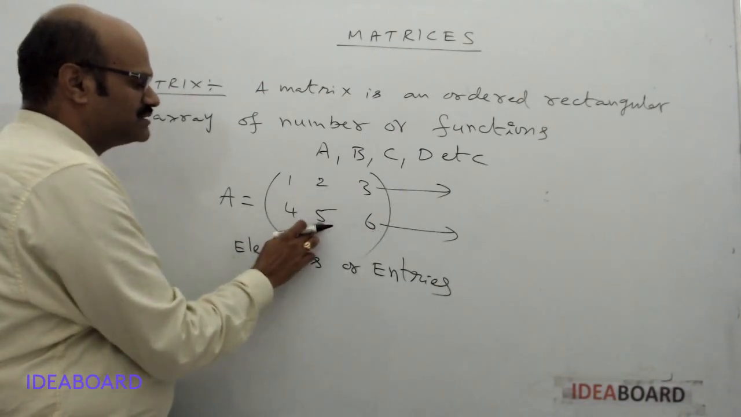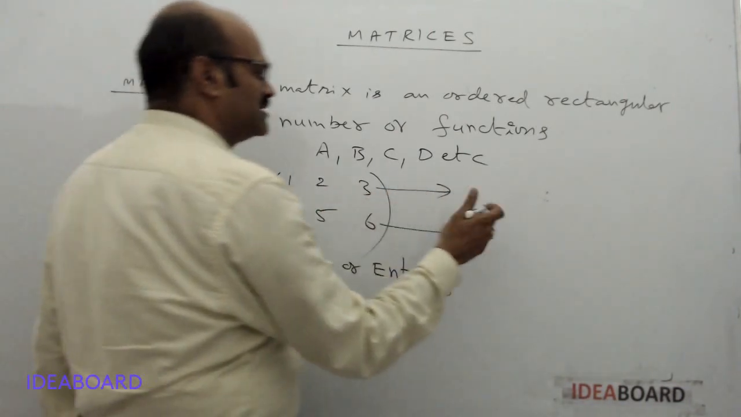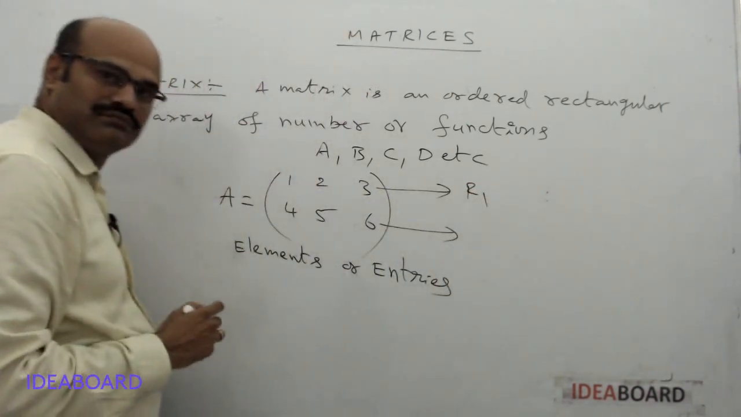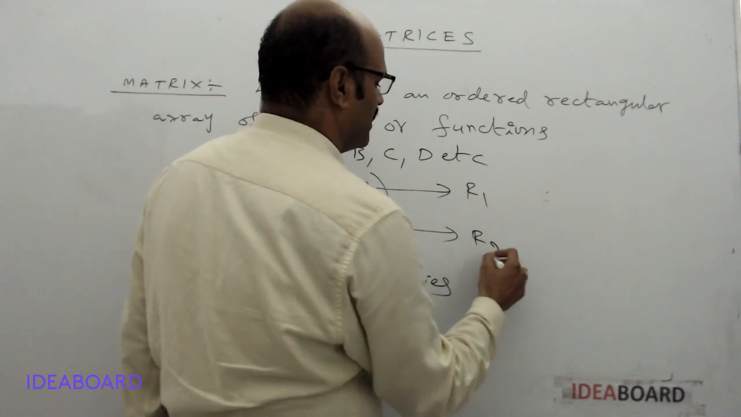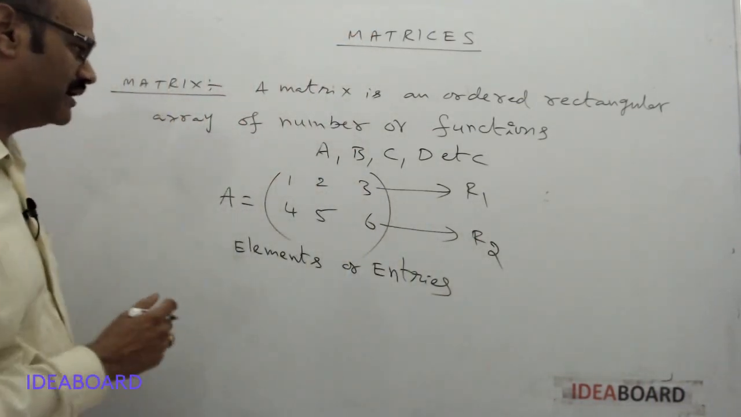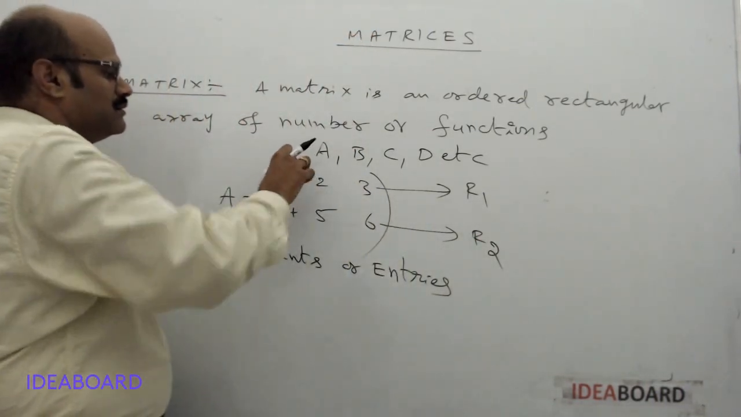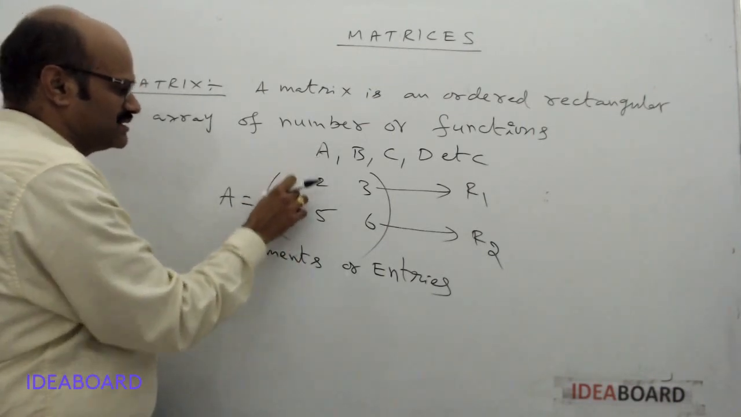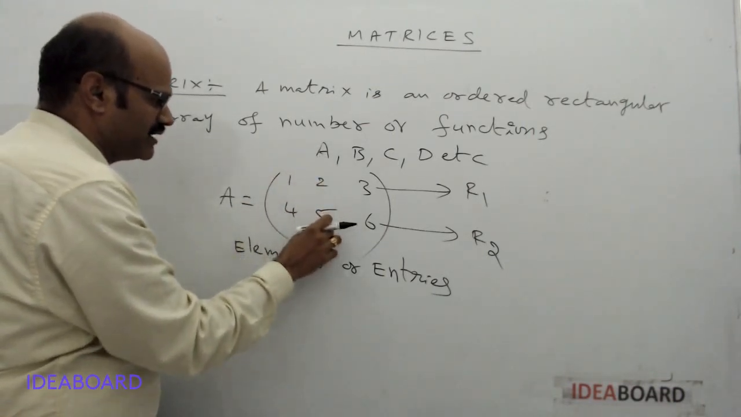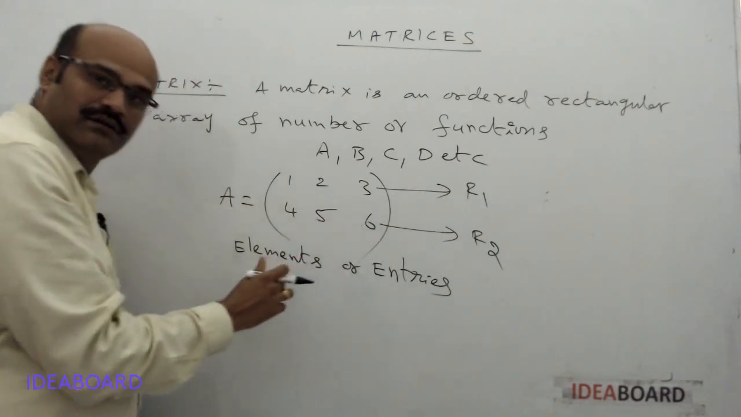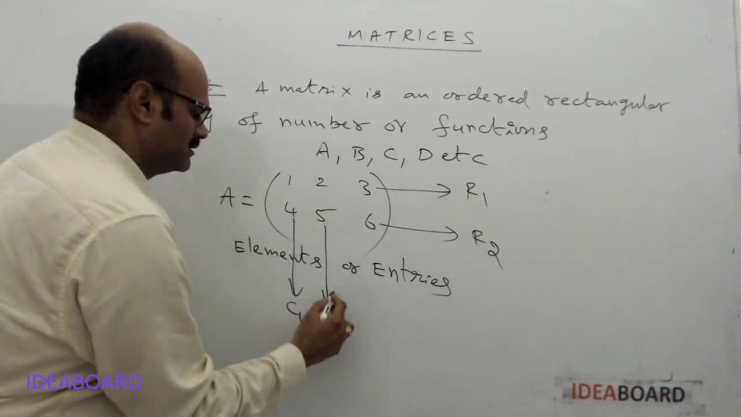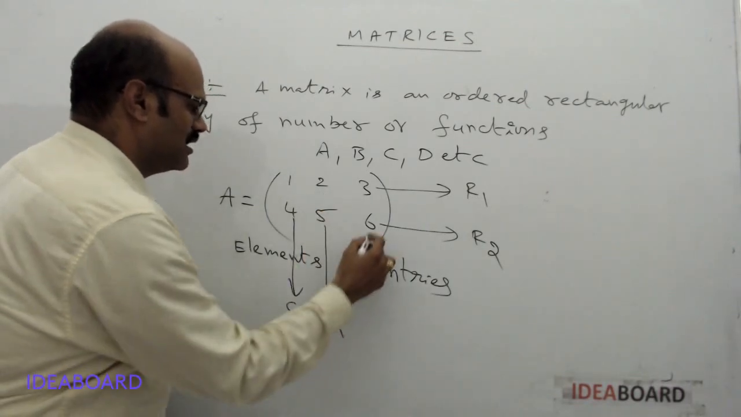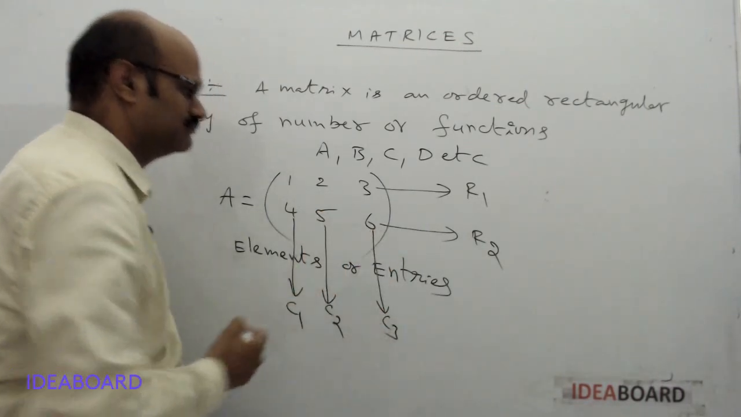These horizontal lines are called rows. It is denoted by R1 and this is second row. Second row is denoted by R2. Here we have three vertical lines. This is the first vertical line, this is second vertical line and this is the third vertical line. This is called C1. This is called C2 and this is called C3.